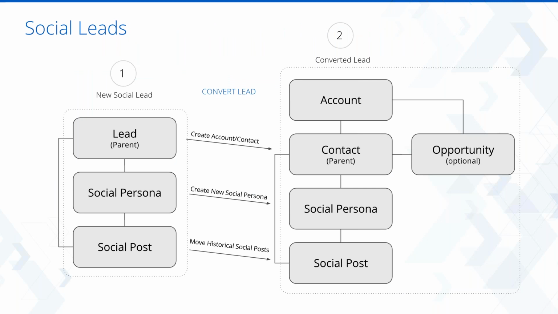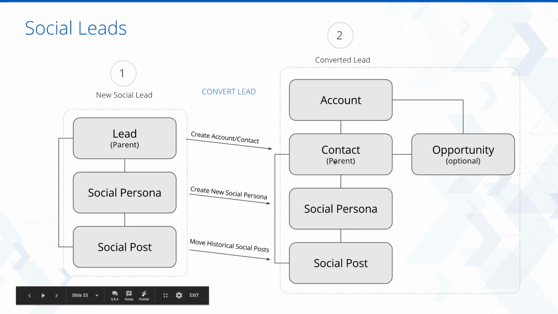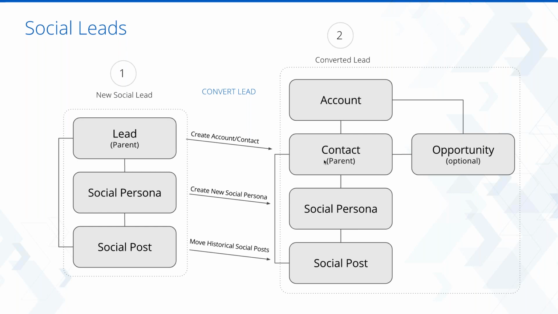And just to show you the architecture of social leads for those that are interested in this, a social lead comes in, it's a lead record, and then it also has a social persona and multiple social posts. So there are these 2 new objects attached to a lead. Once you convert that lead, it becomes an account, contact, and opportunity just like normal. But then we've also got the same social persona and social post attached to that contact as well. So that's how the social lead object relationship looks.